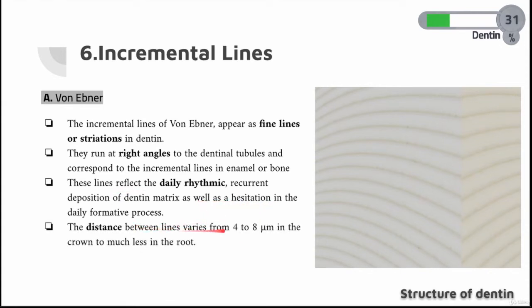The distance between lines vary from 4 to 8 micrometer in crown to much less in root. So we can say that the speed of formation of dentin in crown is faster than in the root. The course of lines indicates the growth pattern of dentin. When studying these lines, we can understand how dentin grows.